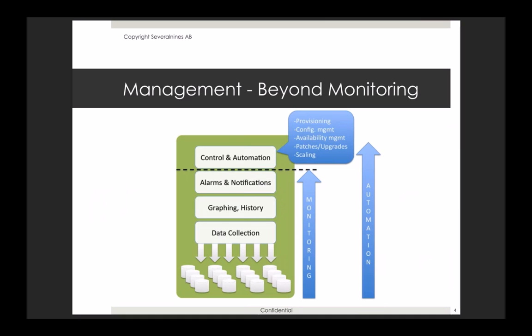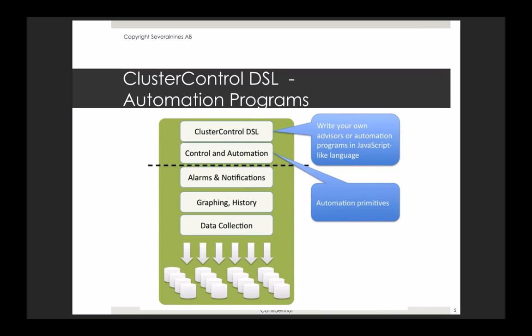So ClusterControl does not only give you monitoring and alerting and graphing, but we also have a layer of control on the automation, which is assisting you with things like provisioning, config management, availability management, and scaling. Right? But not only that. On top of that, we also have ClusterControl DSL, which stands for Domain-Specific Language. It's a JavaScript-like language, and it allows you to create JavaScript programs that are executing code inside ClusterControl. So what you can do is look at historic data and write programs that give you a forecast of what would happen, and based on that you can write your own code for when you should automatically add nodes, for example. So a very powerful tool to be aware of that we have.